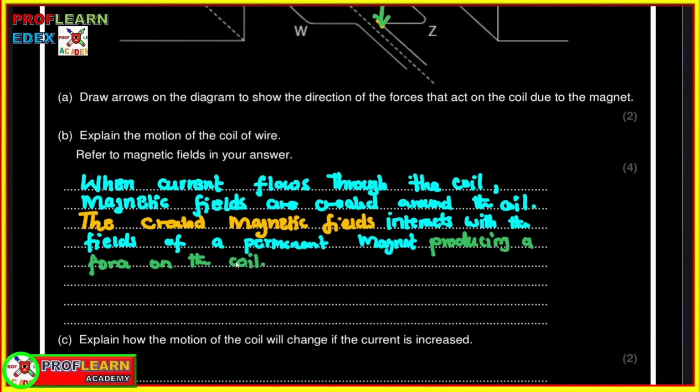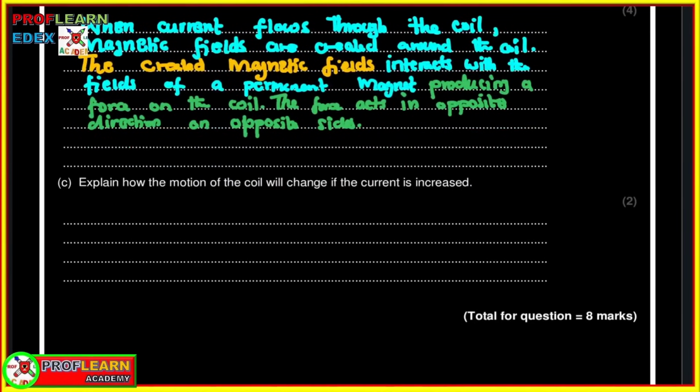producing a force on the coil, and the force produced acts in opposite directions on opposite sides of the coil. So each part of the coil is going to experience an opposite force, and for that reason there is a rotational motion. So the coil is going to rotate. Once the two forces are acting on the opposite sides of the coil, then the coil is going to rotate.